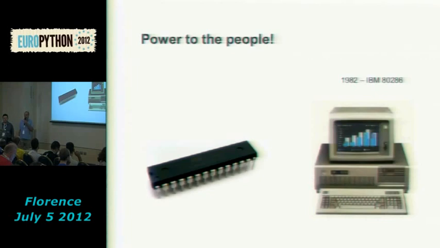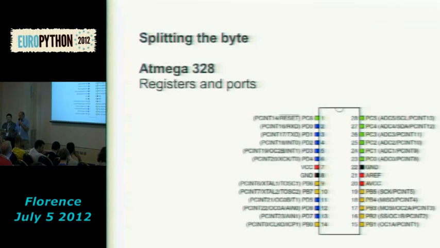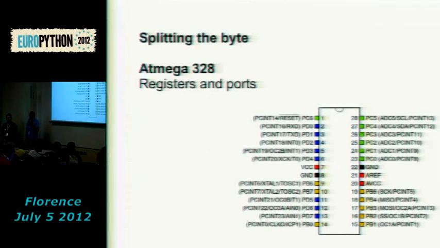To give you a rough idea of the computational power of this device, here we have the Mega 328, and here is an old IBM 80286. Of course, the weight and the cost are very different, because this was the state of the art in the 80s, and it cost a lot of money at that time. So it's quite powerful yet, even if it's small.